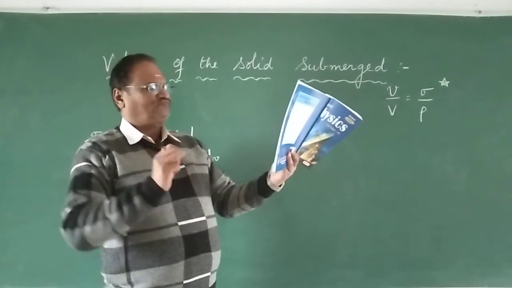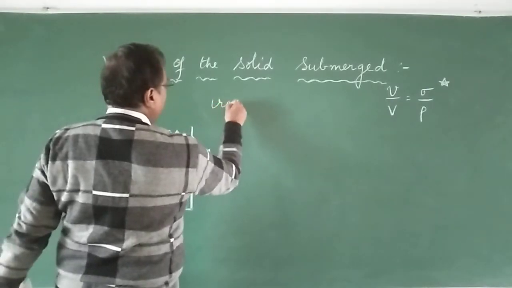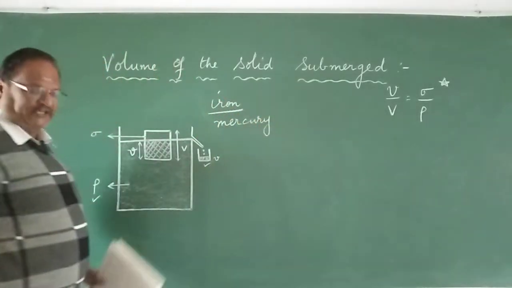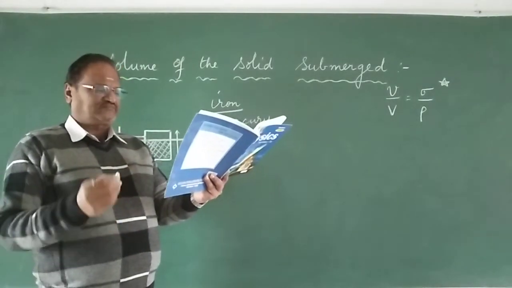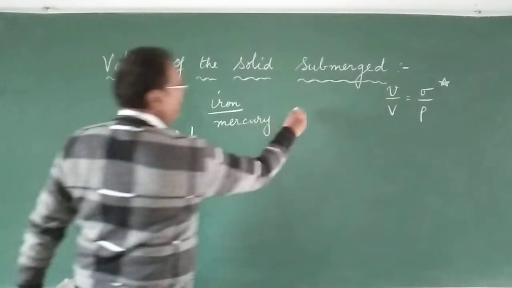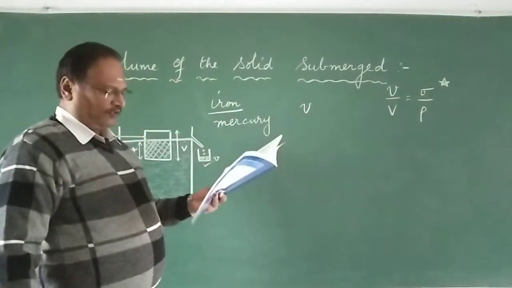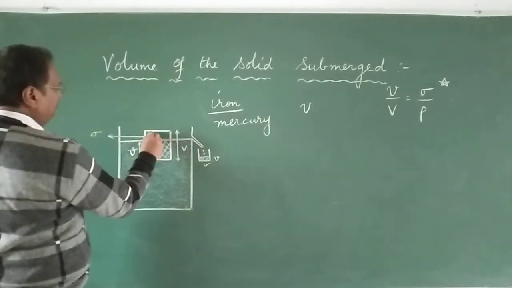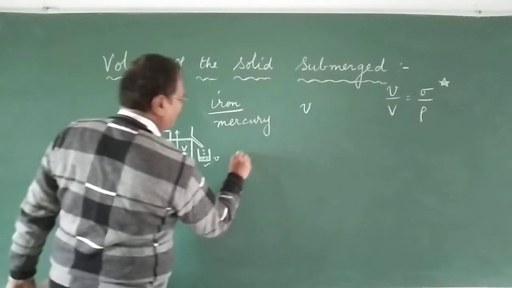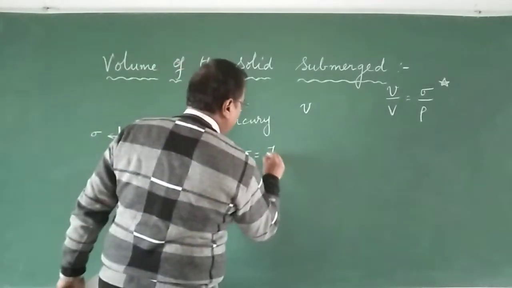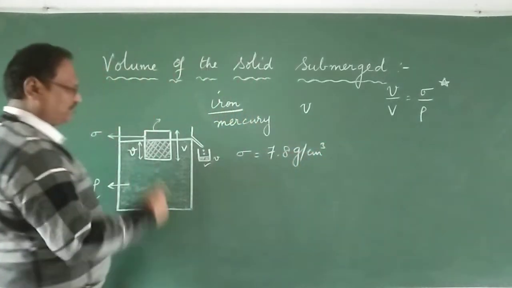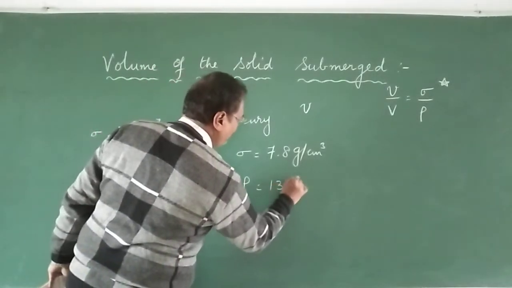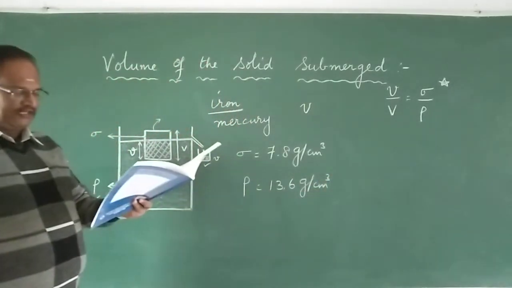A block of iron floats on mercury. Mercury is a denser liquid, in which the block remains immersed. Find the fraction v upon V immersed in mercury. Now what is the data given? Density of iron: iron is the solid which is going to be floating here. Sigma is equal to 7.8 gram per cubic centimeter. And second, the density of mercury, that is rho, the liquid in which the body is floating, is equal to 13.6 gram per cubic centimeter. So these are the two things given.